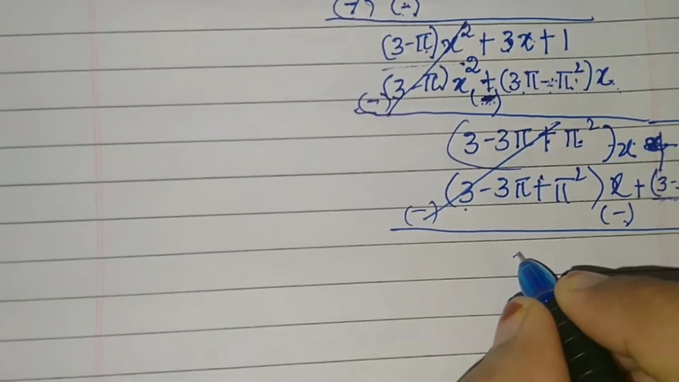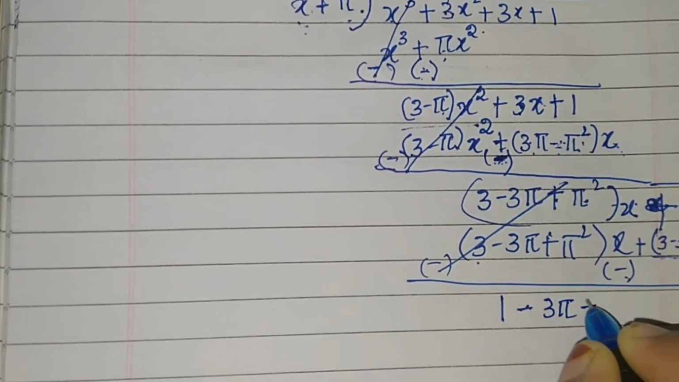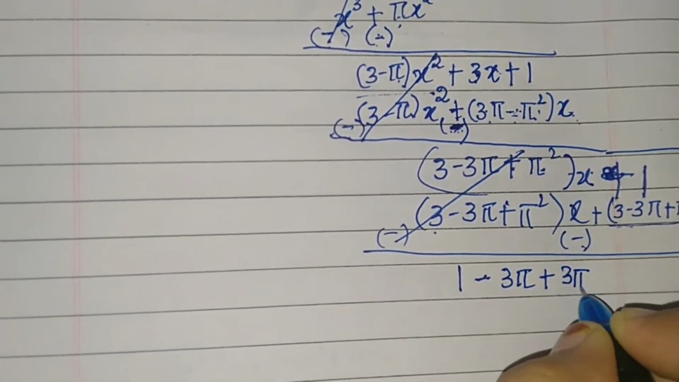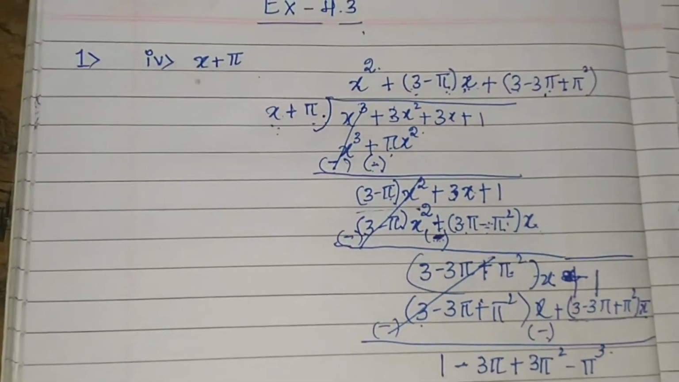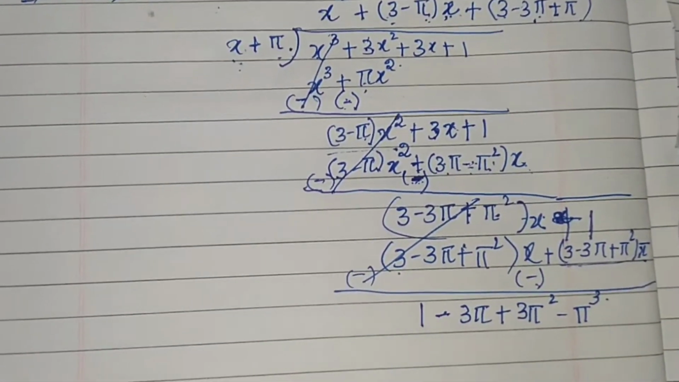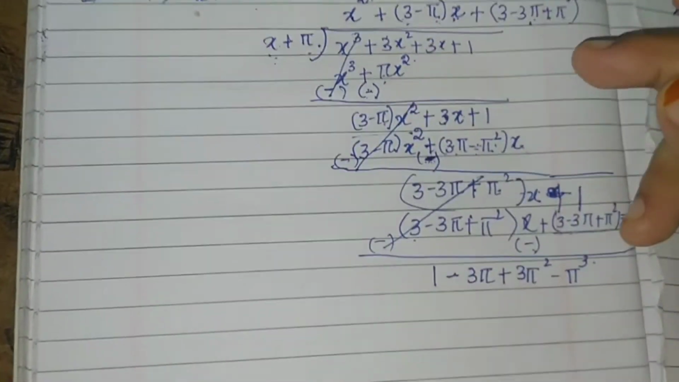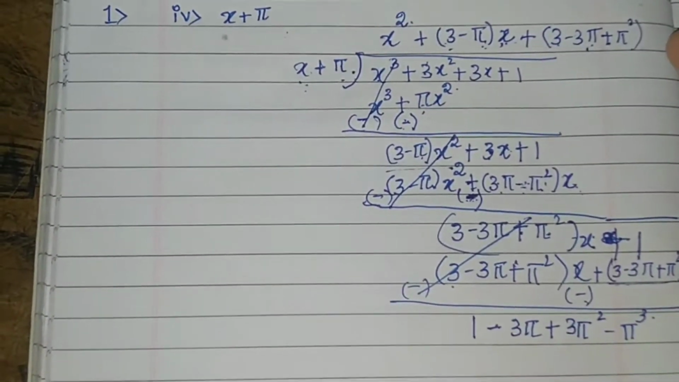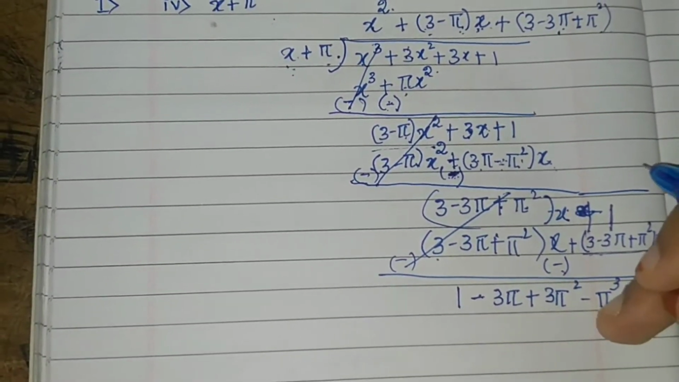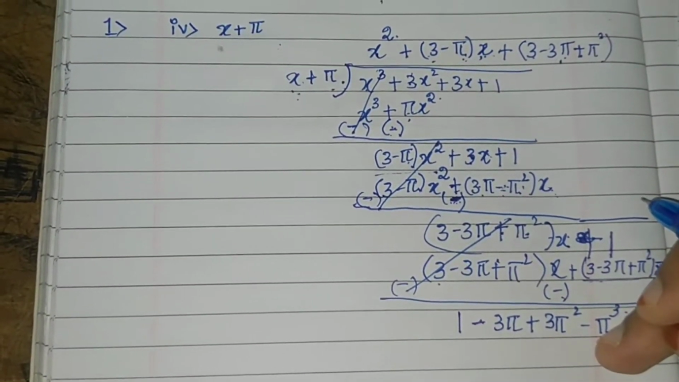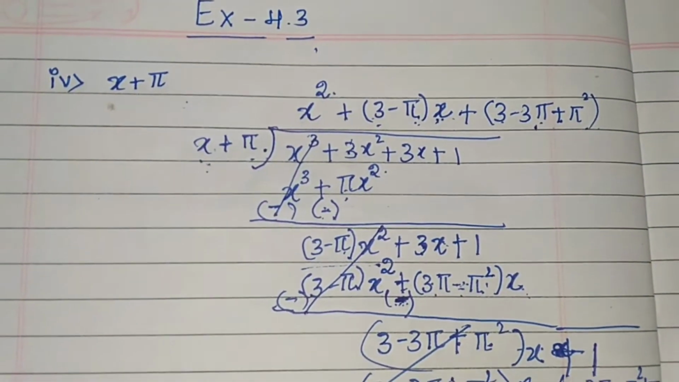Okay, so what you are going to get as the remainder? 1 minus 3 pi plus 3 pi square minus pi cube. So this is your remainder. So now you have to verify this by the remainder theorem, isn't it? So after verification you should get the answer as this. Okay, the remainder should be same. I hope you understood this. Just take a glance of it.